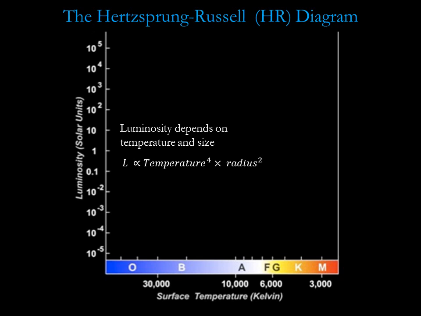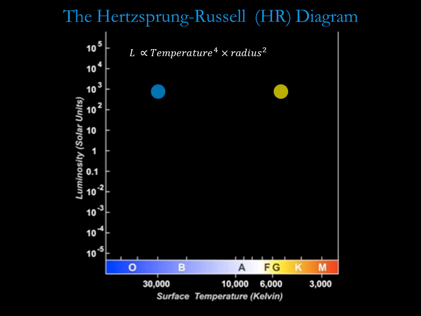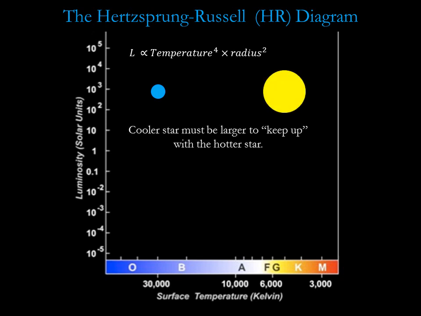An HR diagram also provides information about stellar radii. Remember, a star's luminosity depends on both the surface temperature and surface area. Specifically, luminosity is proportional to temperature raised to the 4th power times the radius of the star squared. For two stars with the same surface temperature, one can be more luminous than the other only if it is larger in size. For two stars with different temperatures to have the same luminosity, the cooler star must be larger to keep up in luminosity with the hotter star.